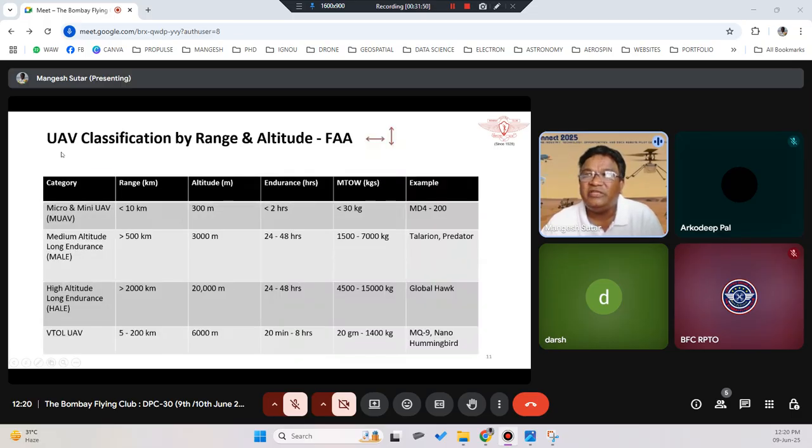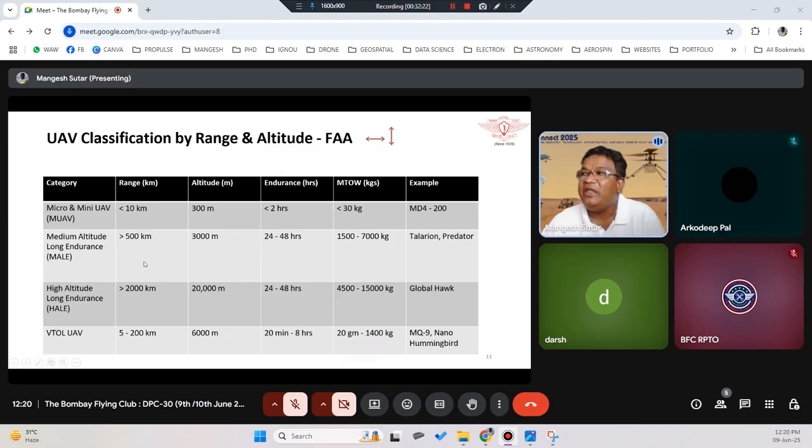Now if you see the classification with respect to range and altitude by the FAA, there is something called micro and mini UAV, or what we call MUAV, which has a range of up to 10 kilometers. So within a 10-kilometer range these drones can fly, but altitude is limited only up to 300 meters. However, the endurance is at least 2 hours, and the weight it can take is 30 kg.